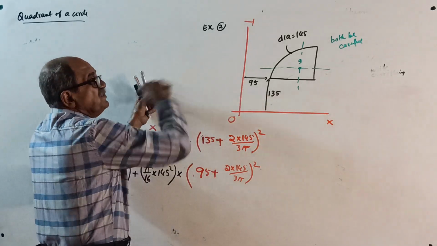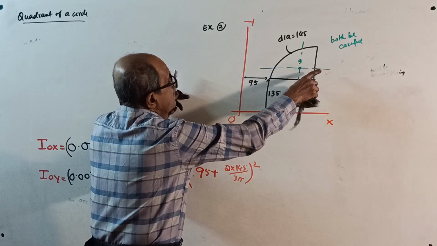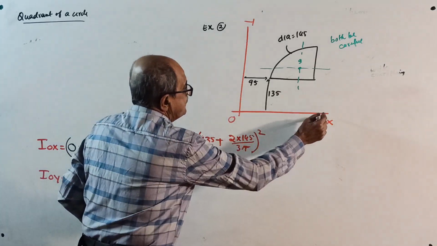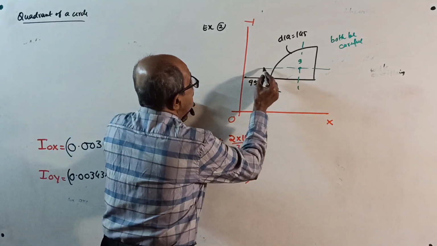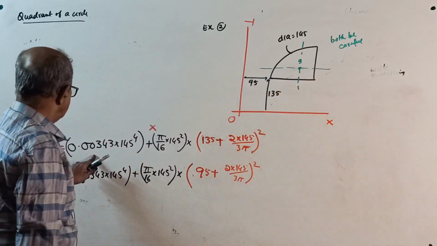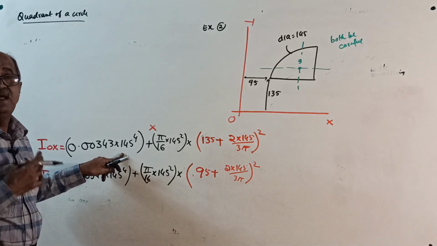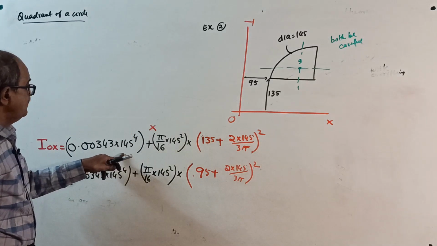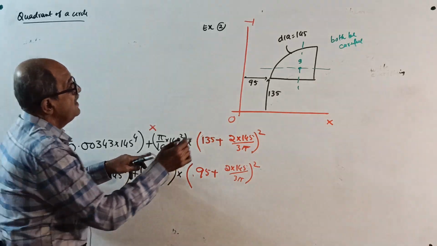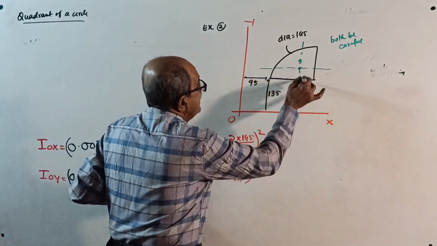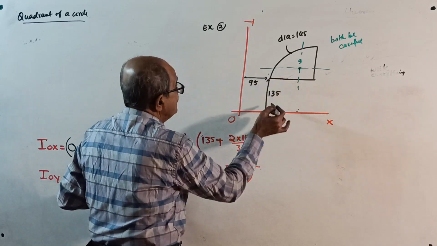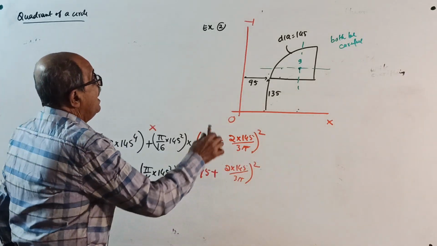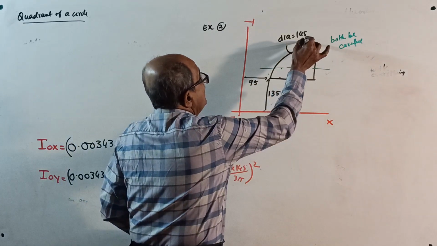Same way, the semicircle is placed this way now. Same dimensions given. Be careful. Start first: I about OX. First I about its own axis, 0.00343. Once again you have to write. Last time it is there, once again I am now writing for this one: 0.0343, 145 power 4 plus area into, see, this distance square. That distance is 135 plus, once again, 2d by 3 pi, whole square. Same as last time. I about OY. First about its own axis.